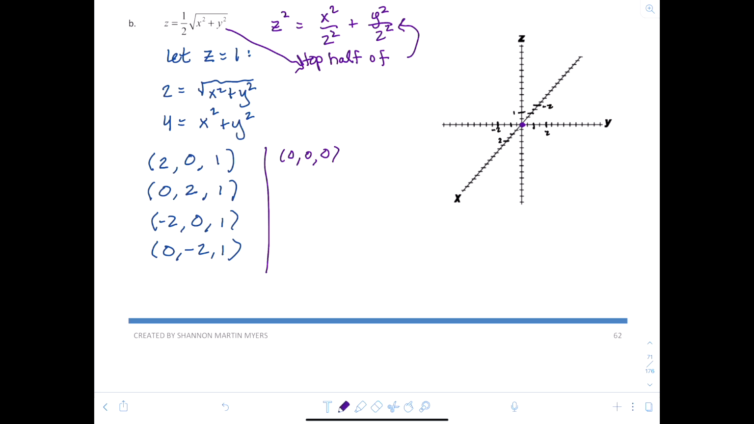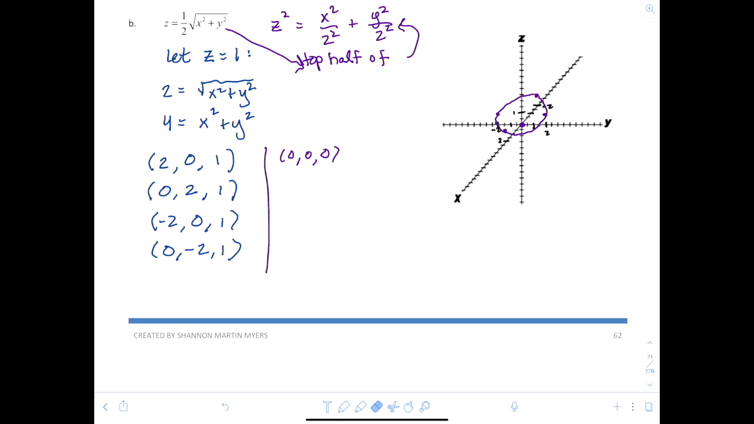All right, so let's just check it out. So if you had 2, 0, 1, it would be about here. Negative 2, 0, 1 would be about there, and then 0, 2, 1 would be here, and then 0, negative 2, 1 would be here. So you'd end up with this circular piece here, right?